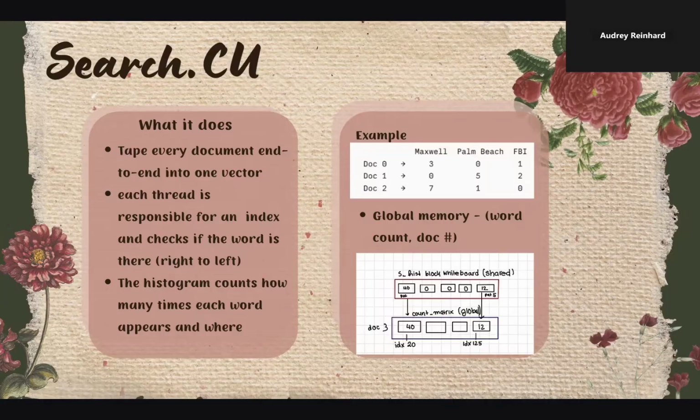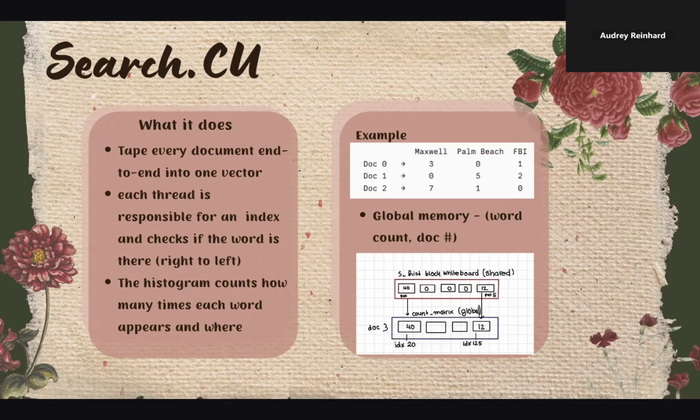So our first kernel essentially is a search algorithm. What we're looking at is just a word count. We essentially tape every document end to end into one vector. Each thread gets a certain index and looks for a word. And then once we have that, it calculates how many times it has that word, and we do that at a smaller scale in our shared memory.